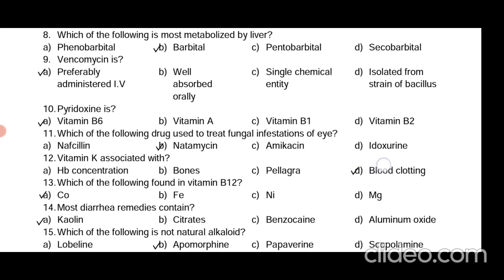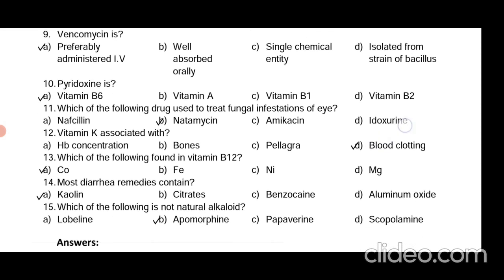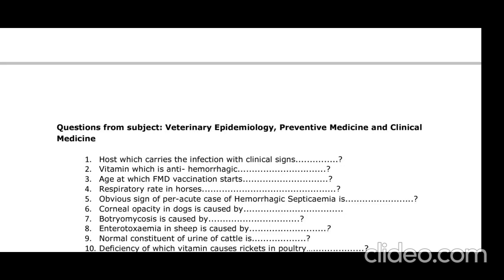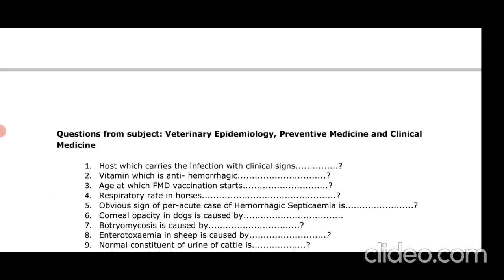Which of the following is not a natural alkaloid? Apomorphine. The host which carries the infection with clinical signs is the reservoir host. Vitamin K is antihemorrhagic. Age at which FMD vaccine starts: 4th month. Respiratory rate in horses is 8 to 18 per minute. Obvious sign of peracute hemorrhagic septicemia is death.